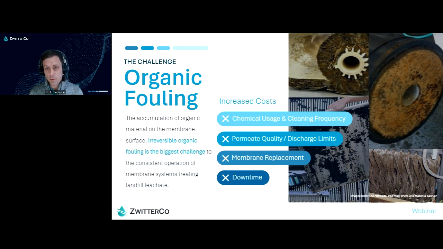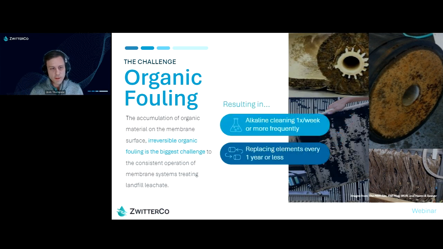And then also, if you're not running your membrane system, you're going to start accumulating leachate in your feed tank or your ponds. And when that gets full, you have to do something with your leachate. So there's costs associated with hauling the leachate elsewhere for disposal, which are usually much higher costs than actually just running the system properly. So all of these, like I mentioned, result in costs because you're going to be cleaning most likely at least once per week. And then due to the organic fouling, replacing your elements every year or so, sometimes much more frequently.